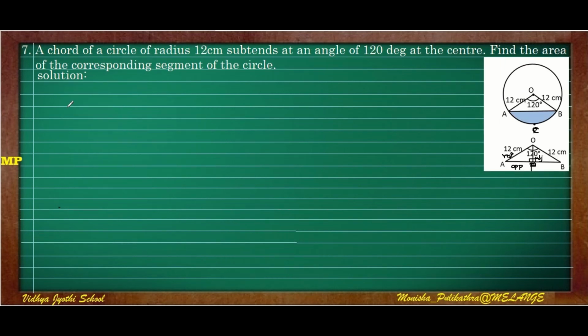Let us move on to the last question of this session. A chord of a circle of radius 12 centimeter. So radius is equal to 12 centimeter. It subtends an angle of 120 degrees.